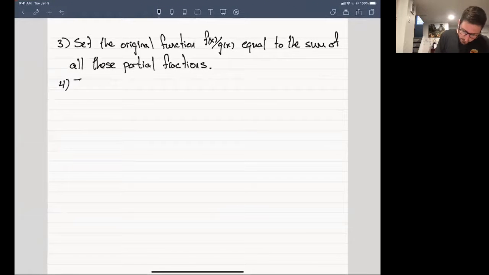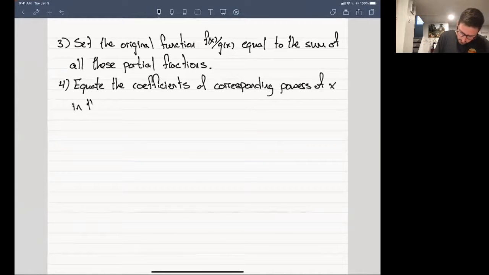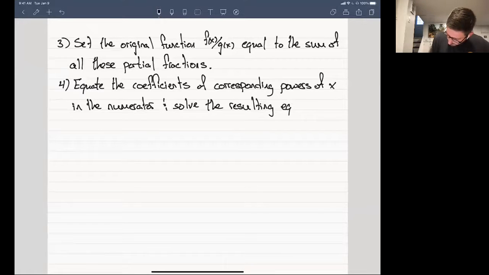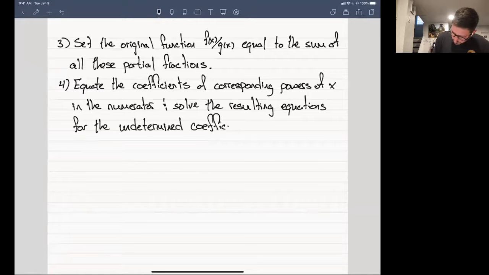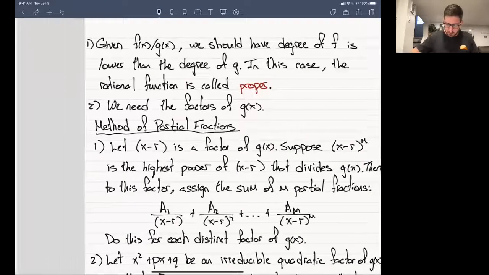And then we can equate the coefficients of corresponding powers of x in the numerator and solve the resulting equations for the undetermined coefficients from steps 1 and 2.